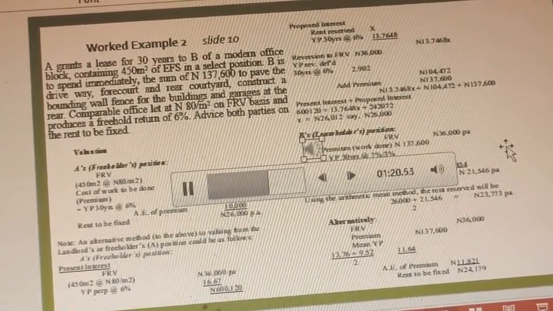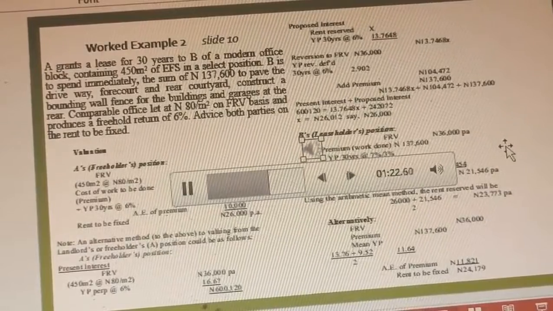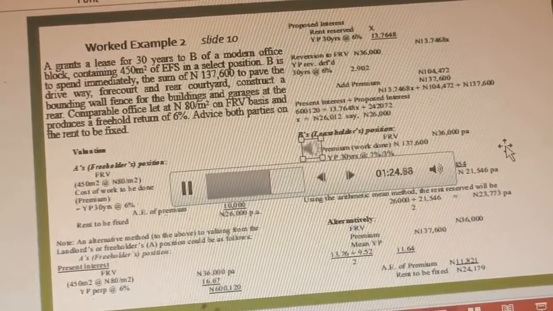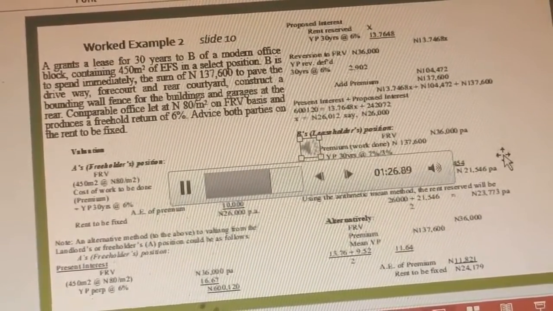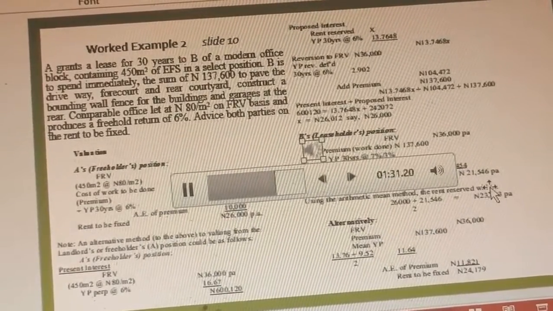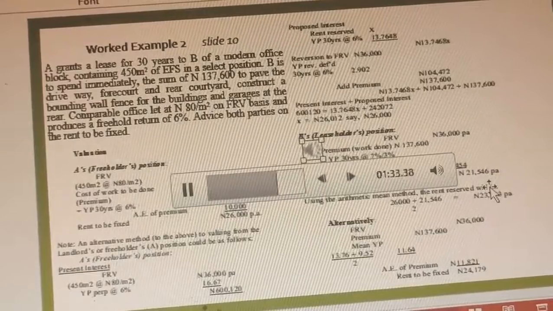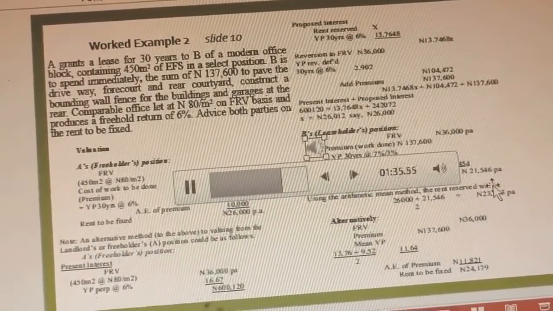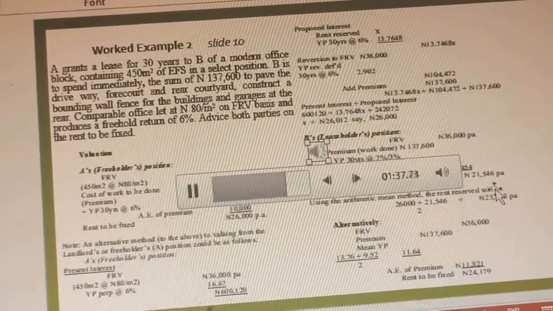This is the other side of the question. You are either looking for the premium or rent to be fixed from the two perspectives of the parties involved. So please look at this solution cleverly and carefully so that you can understand it better.